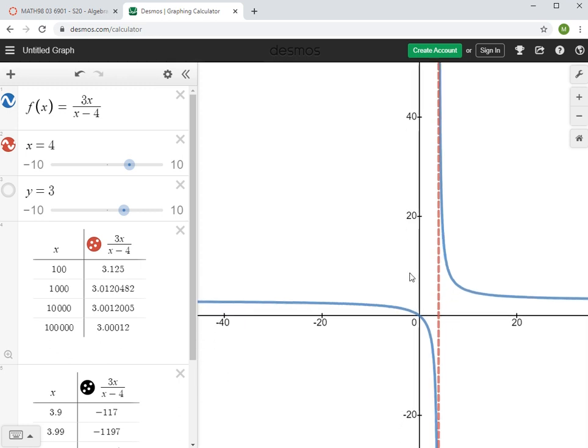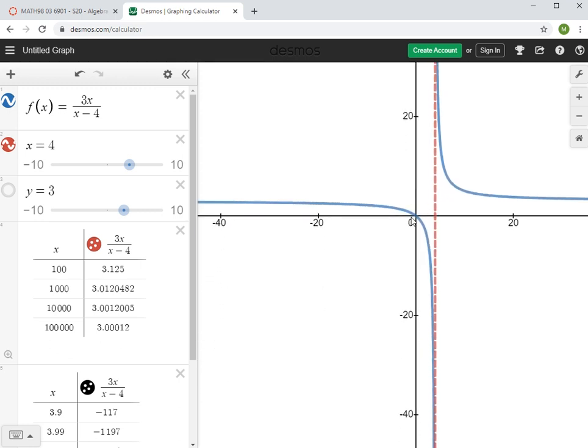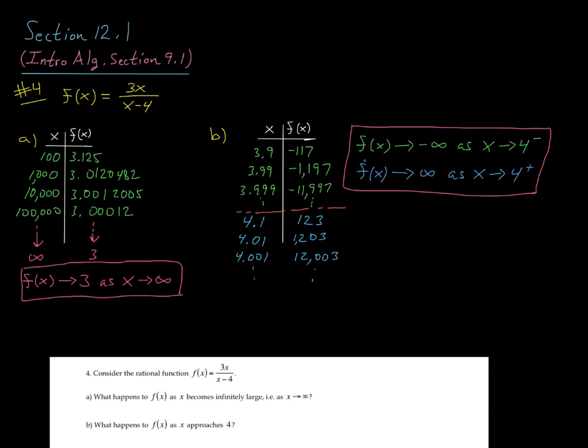Cool. All right, so then what about on the other side? Well, now x is becoming closer and closer to 4 from the left, and our y values are becoming infinitely big and negative. So that's what we were saying here in green.